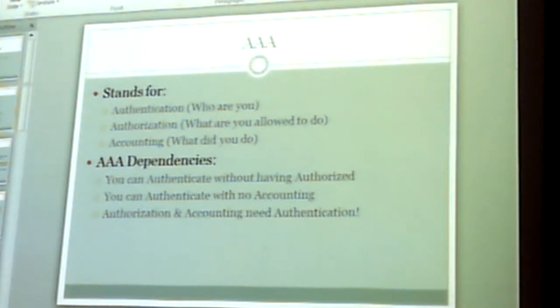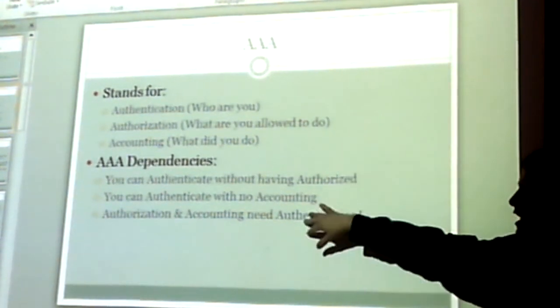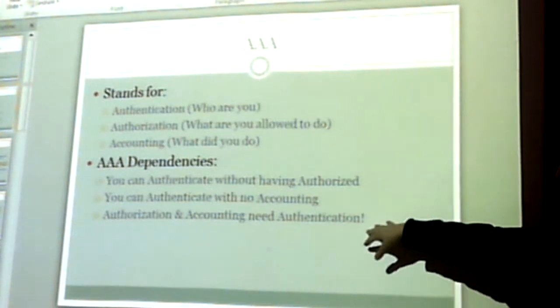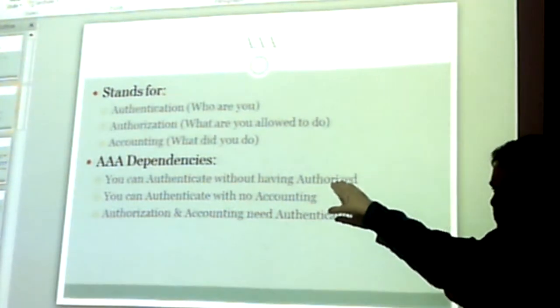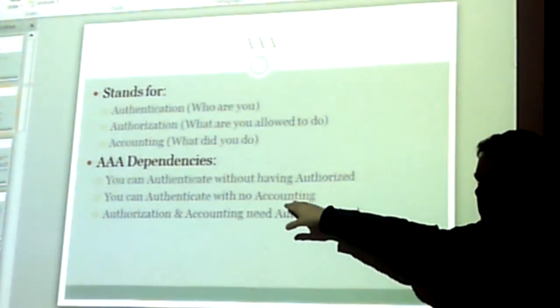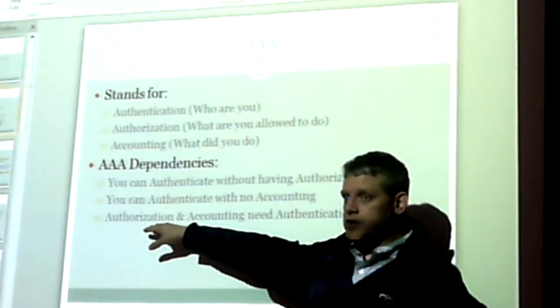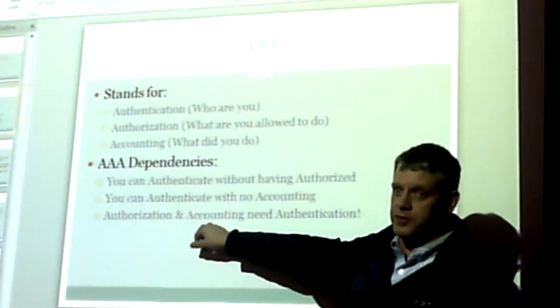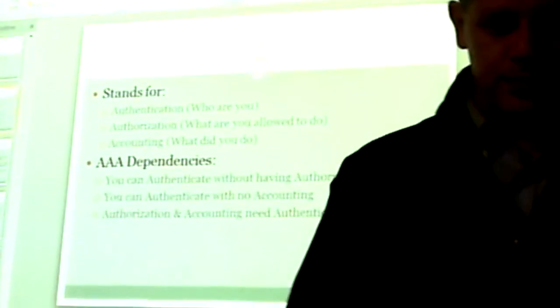Authentication is who you are, authorization is what you're allowed to do, and accounting is what did you do. If you've taken 471, this is a big key piece of the CIS467 and understanding access controls. So the dependencies: you can authenticate without having to authorize anyone, and you can authenticate without turning on accounting. But if you are going to be authorized to do something within a system or be accounted for doing something in the system, you first have to be authenticated. Okay? So we're going to concentrate on authentication here in lab 2.